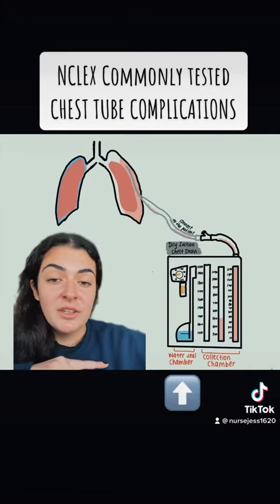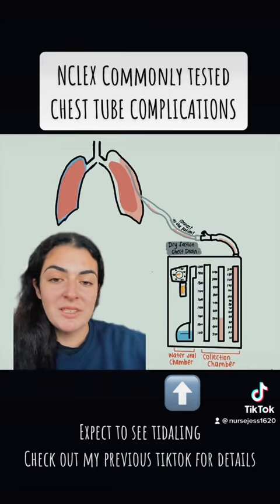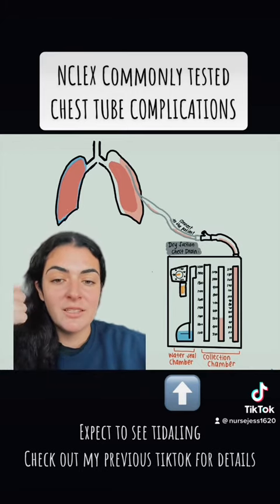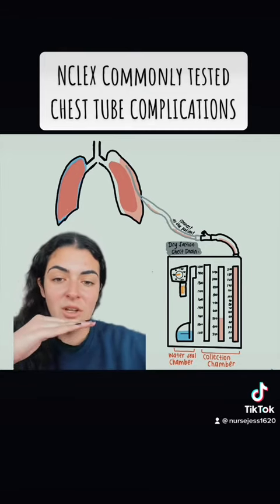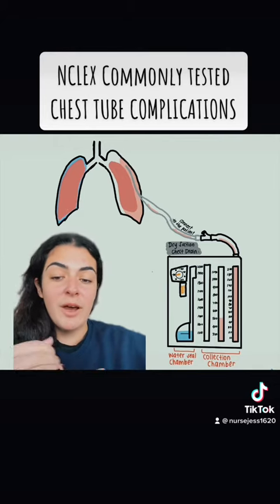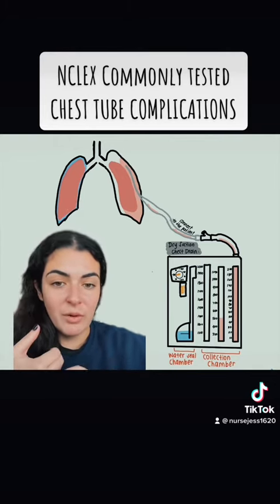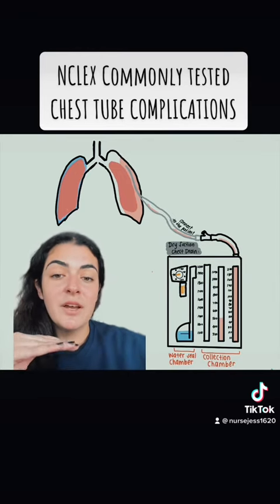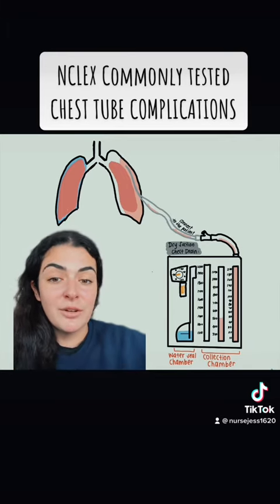Now, next, let's look at our water seal chamber. What we usually see in our water seal chamber is tidalling, and you can check out what that is in my previous video. So when you don't see tidalling, that constant fluctuation up and down of the water line, you're worried about a kink in the tube or a collapse of the lung, right? Because that line signifies normal respiration in that negative pressure cavity. So if it suddenly stops, then you're concerned.